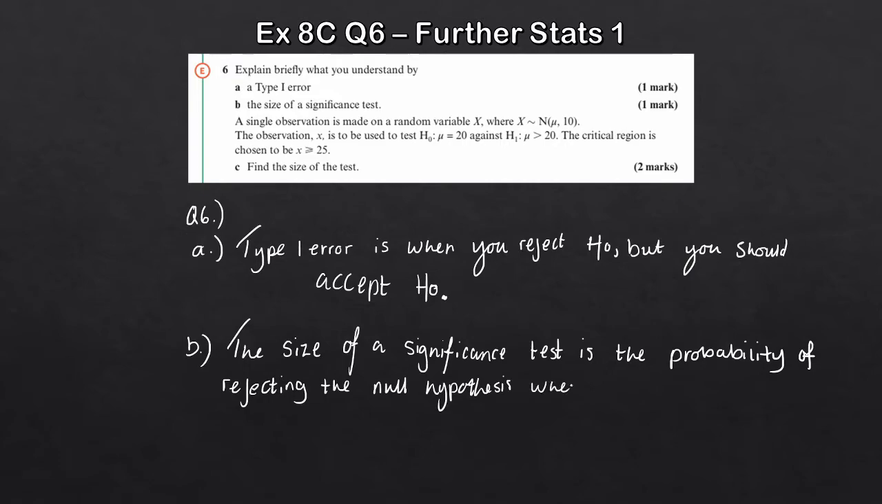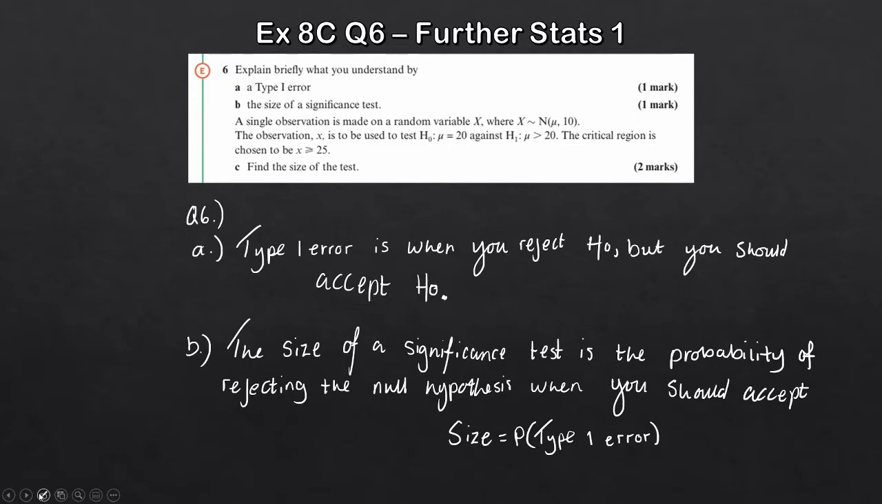When you should accept. Okay, and we can actually give a definition for this. So the size is just equal to the probability of making a type 1 error, because like I said, this is essentially your part A. So this is why they kind of go together. Okay, and then we're going to use this information now to work out part C.